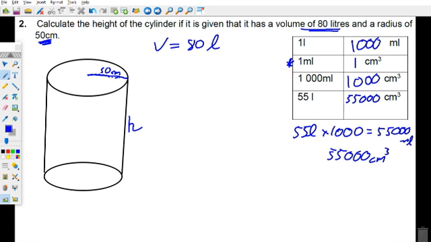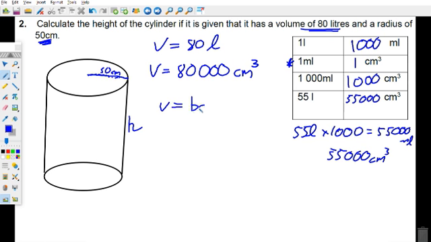You have to change it to centimeters because they've given you this as centimeters. So let's change this volume. So we know all we're going to do is multiply by what? 1,000, yes. So our volume is going to be equal to 80 with three zeros, 80,000. And what's my unit here? Centimeters cubed.